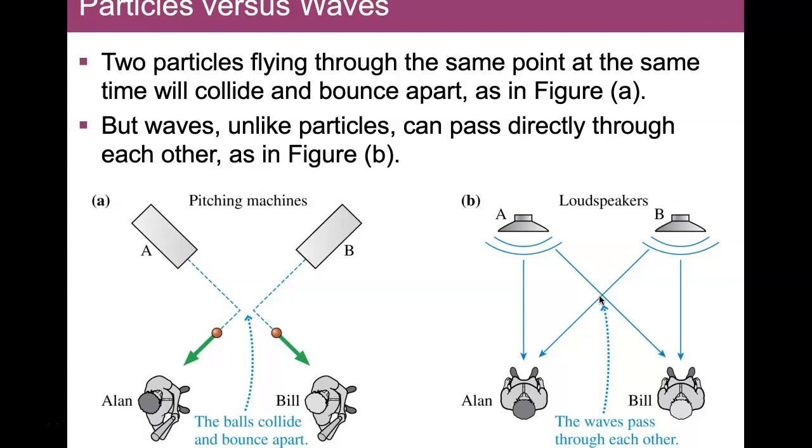The principle of superposition is really one of the fundamental ways waves differ from particles. If you have two particles, say two baseballs hit by two baseball players, moving toward each other, if they hit each other, they just bounce back. They don't go through each other. But if you have two loudspeakers creating sound waves, they just go through each other, because a wave is a disturbance in the medium. It's changing, let's say, the pressure of the air.